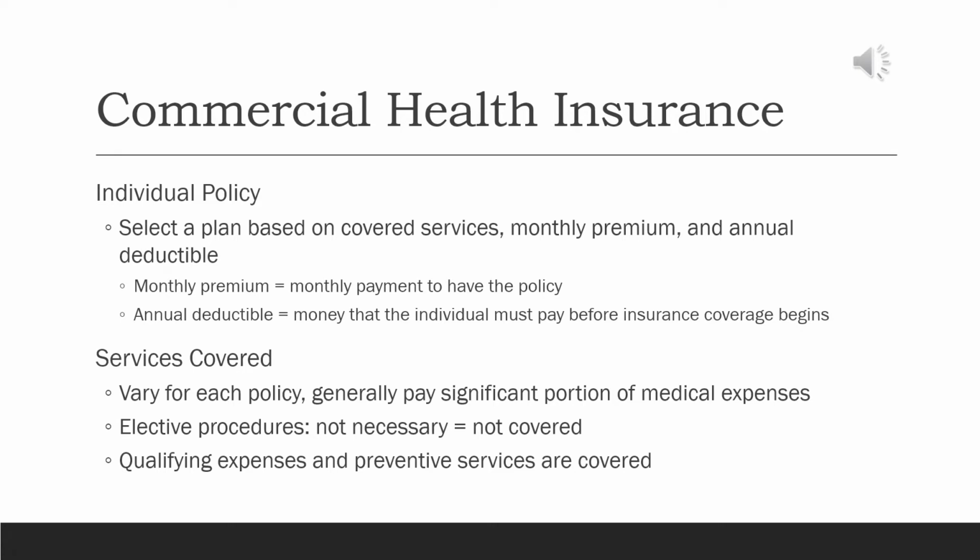Here are a few things that you should know about commercial health insurance. They provide individual policies, and basically you select a plan based on a few considerations, including the services that are covered, the monthly premium, and the annual deductible. Now, the monthly premium is the monthly payment that the covered person, or you, have to make in order to have that policy. The annual deductible is the money that an individual must pay before insurance coverage kicks in.